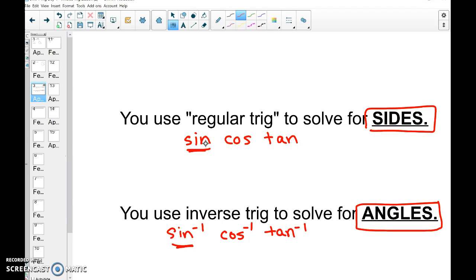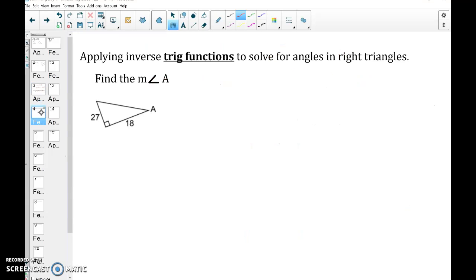But the reason we have inverse trig is to undo regular trig. So in the same way that addition undoes subtraction, multiplication undoes division, square roots and squaring undo each other, in that same way, if I do inverse sine of sine, it's going to cancel it out, which is going to be extremely helpful when we get to our examples. So let's kick it off with this guy.